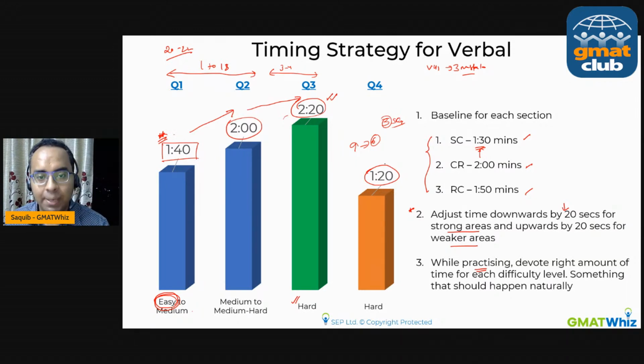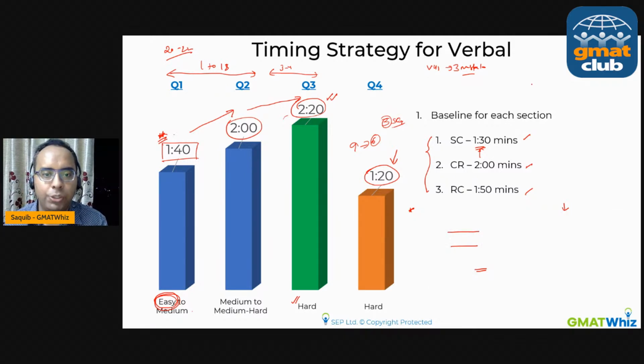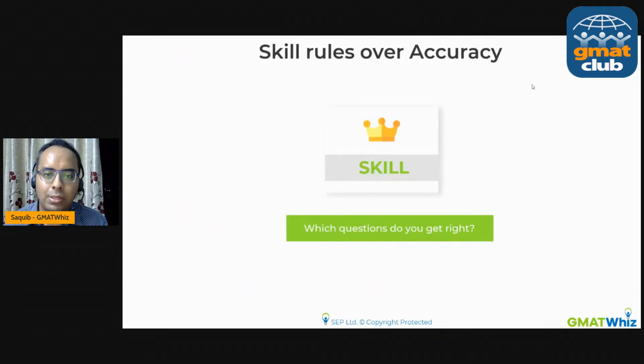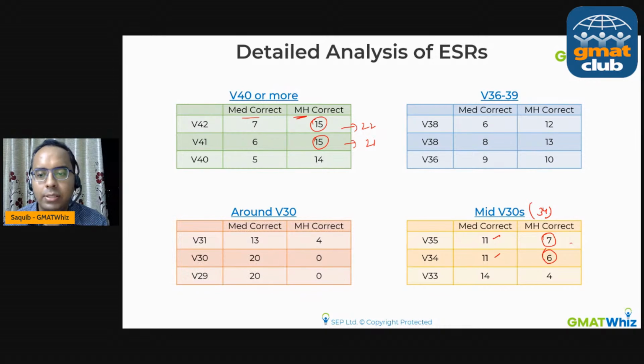When I say skip questions in the fourth quarter, I'm saying this based on which one is relatively weaker, just to clarify. If you're looking at a score of V34 or 35, then also, in the table that I showed you, it's a bit far, yeah, this one, you'll still be getting some medium and medium-hard questions.